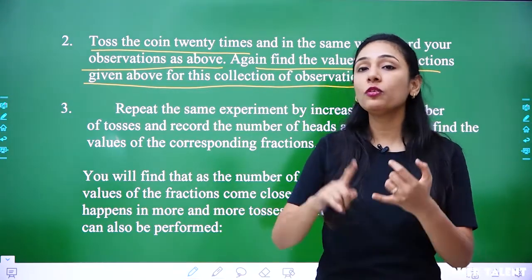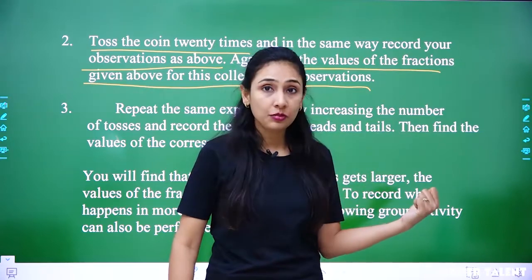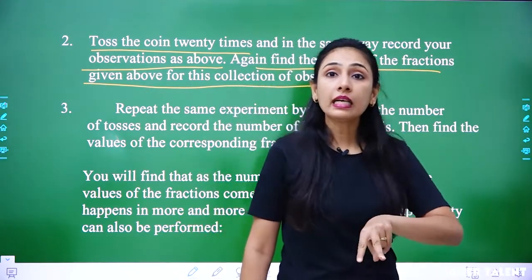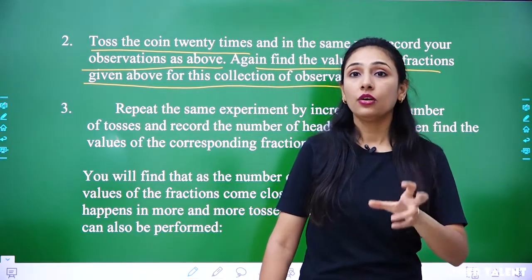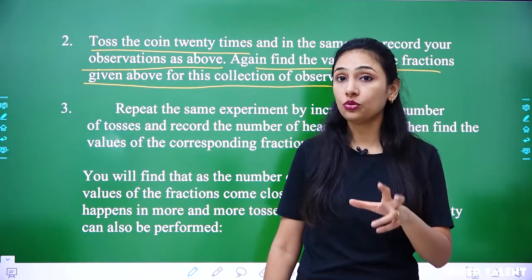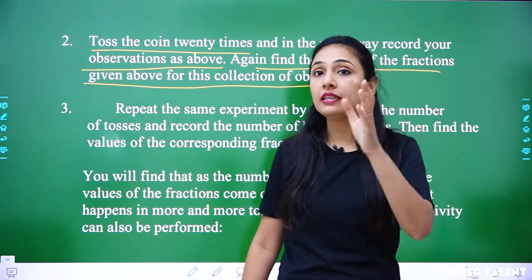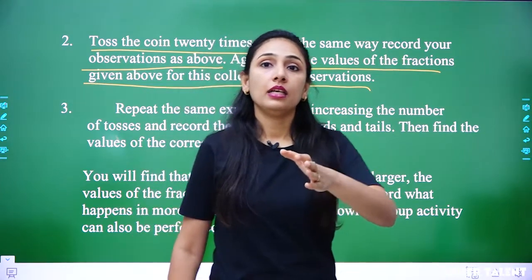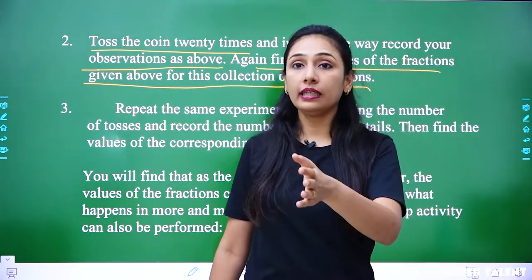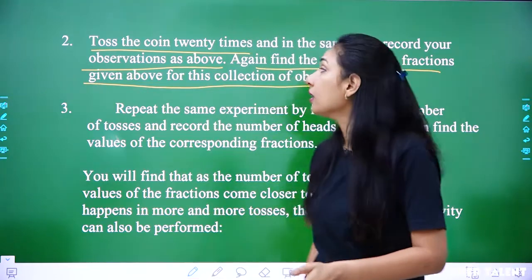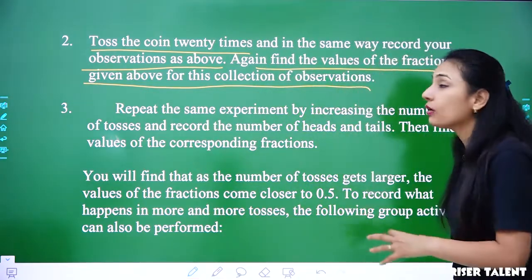You were performing the activity 10 times the first time. In the second activity, you just doubled it and it was 20 times. So you had 20 trials, and in these 20 trials, it will be either head or tail, right? Either head or tail, right? And you again record it.